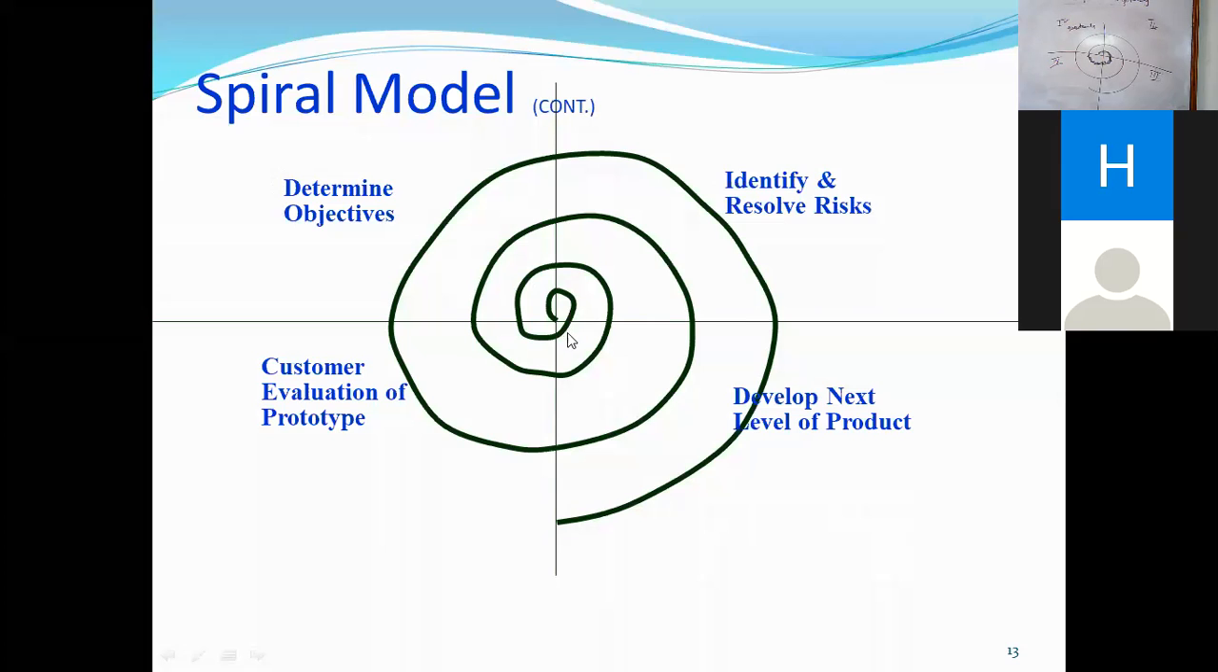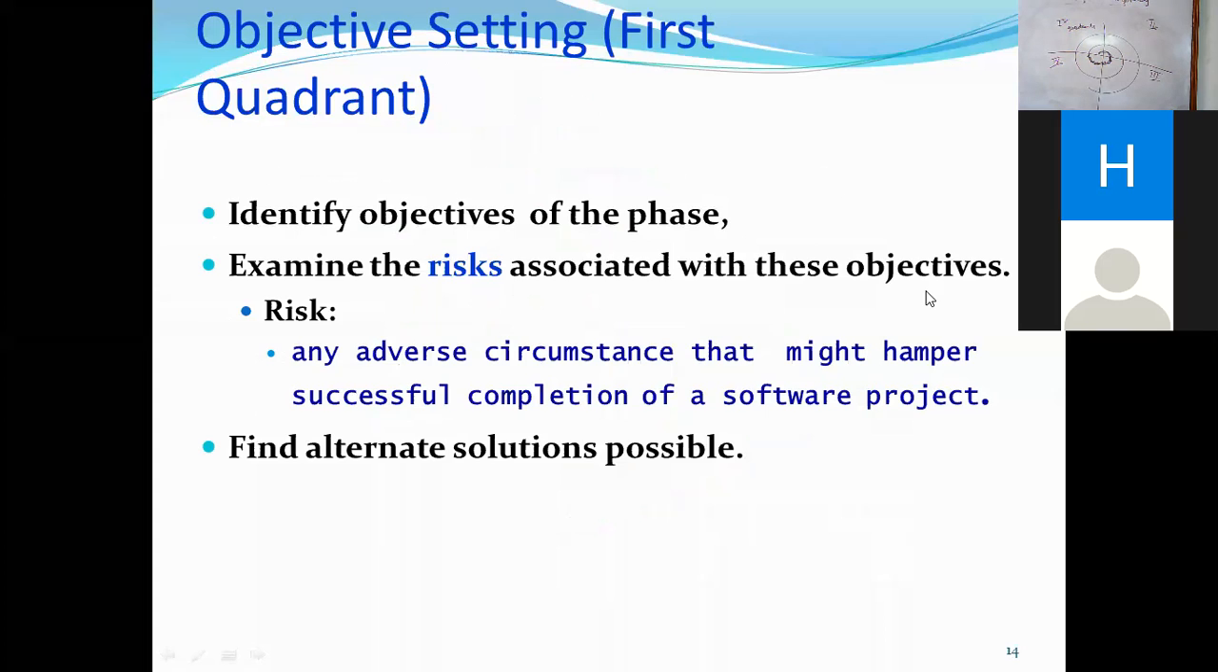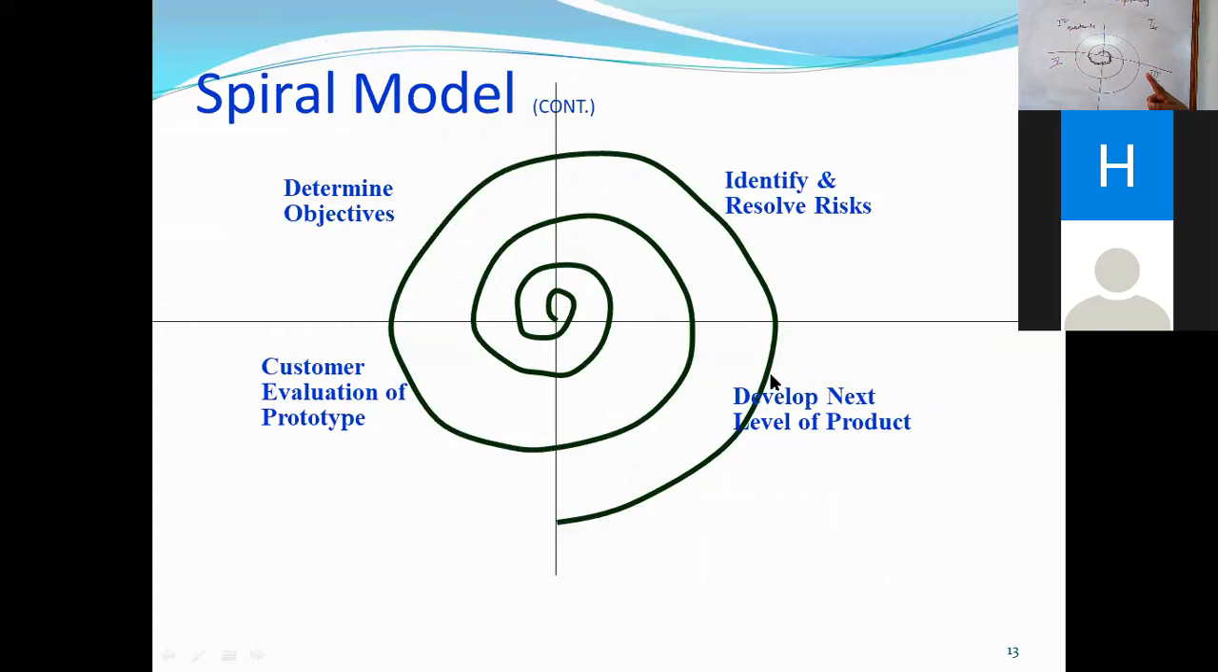Next, third is to develop the next level of product in that phase. And fourth is customer evaluation of the prototype. So after developing a single phase, customer evaluation is required. And after going through this, a next loop comes. So next we need to develop the next loop. You can see in the diagram here on the board, there is a dark line inside, and after that dark line there is another loop that represents the next phase. That may be from the feasibility study, we are moving towards the next phase, that is requirement analysis and specification.